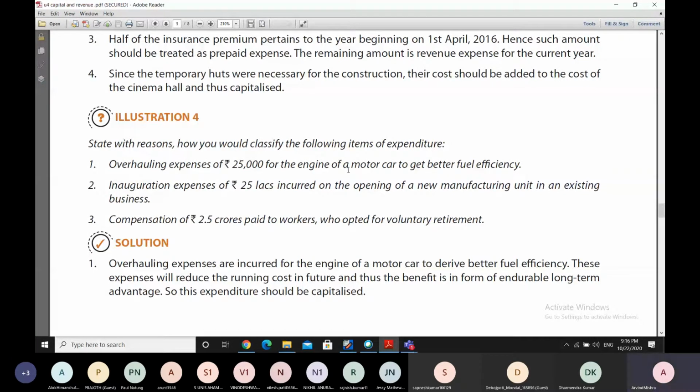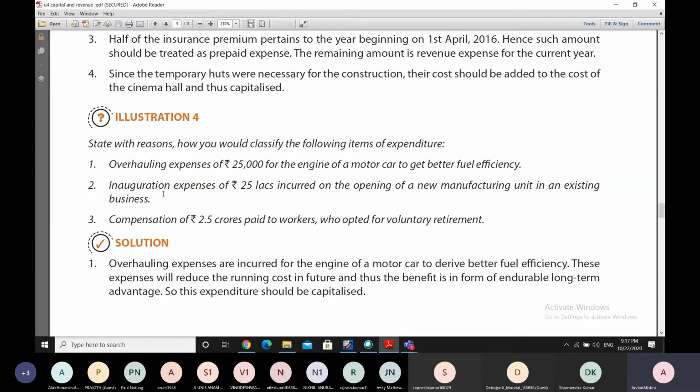Number 1, this expenditure is not just for 1 year, it is going to bring profits, benefits in future years also by increasing the fuel efficiency and thereby reducing the expenditure. So therefore, in a sense, it is a long-term benefit that is being acquired by making this expenditure. That primarily makes it a capital expenditure because an enduring benefit is emerging out of it or inuring out of it.